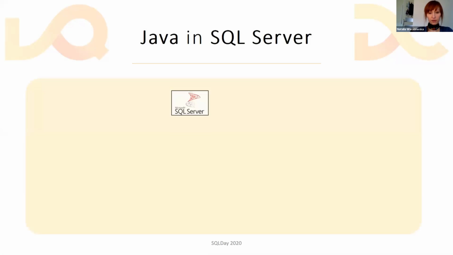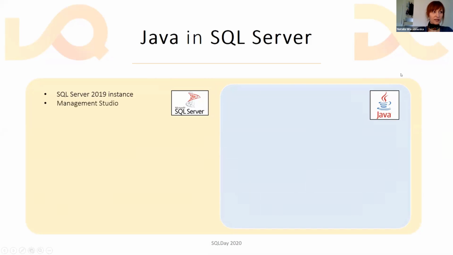Okay, so let's start with some requirements on the Java side and on the SQL Server side. On SQL Server, you definitely need a SQL Server 2019 instance because there is the Java extension. It's good to have Management Studio because if you want to prepare a statement, it's a big support. And also SQL Server needs to know where the Java runtime environment exists. To execute and understand the Java code, we need the JRE.